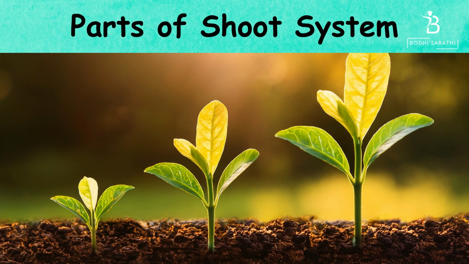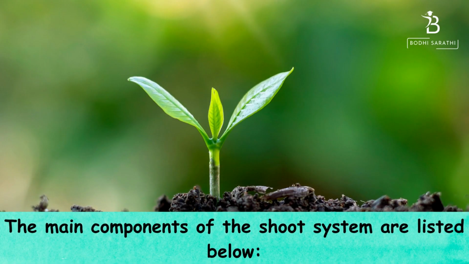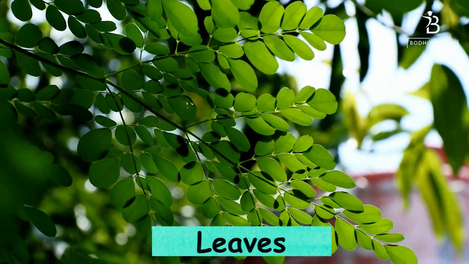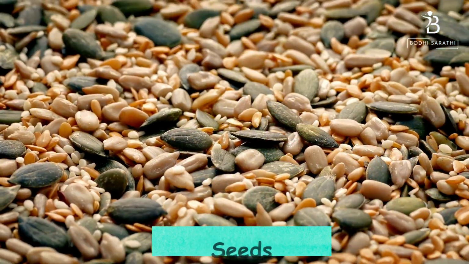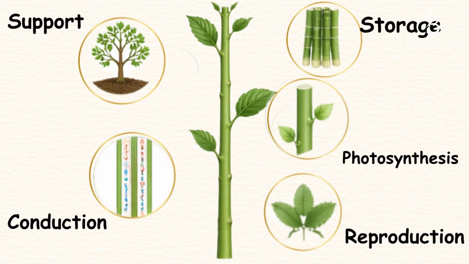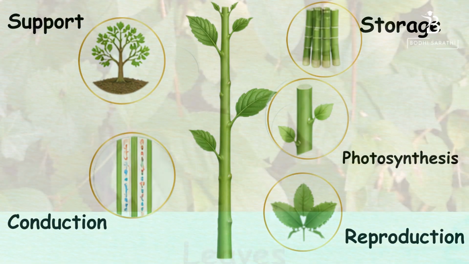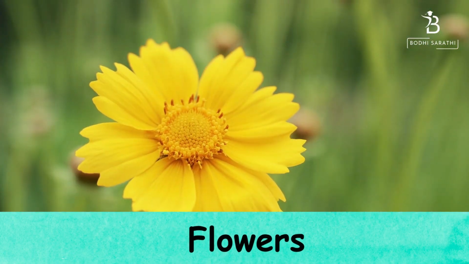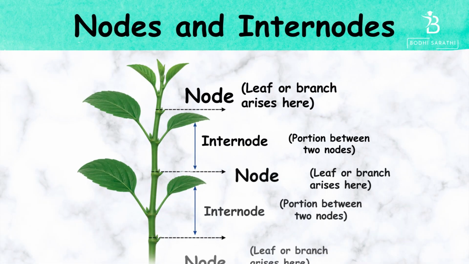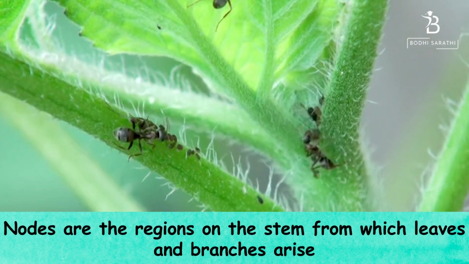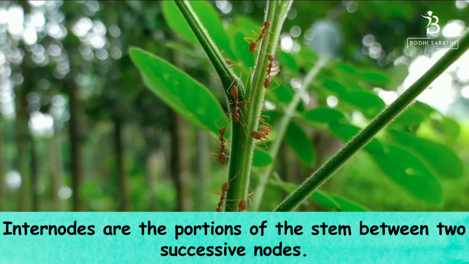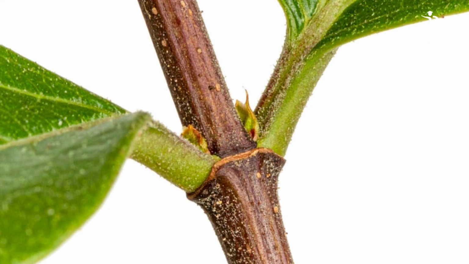Parts of shoot system. The main components of the shoot system are listed below: stem, branches, leaves, flowers, fruits, seeds. Stem and its functions. The stem forms the main axis of the shoot and bears leaves, branches, flowers, and fruits. Nodes and internodes. Nodes are the regions on the stem from which leaves and branches arise. Internodes are the portions of the stem between two successive nodes.